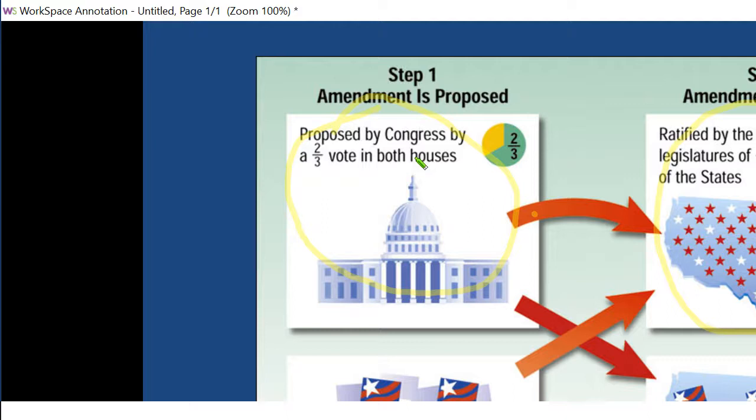That is the most common way that the Constitution has been changed. So step 1 is the most common way the Constitution has been changed. Go ahead and pause the video, fill that into your chart.